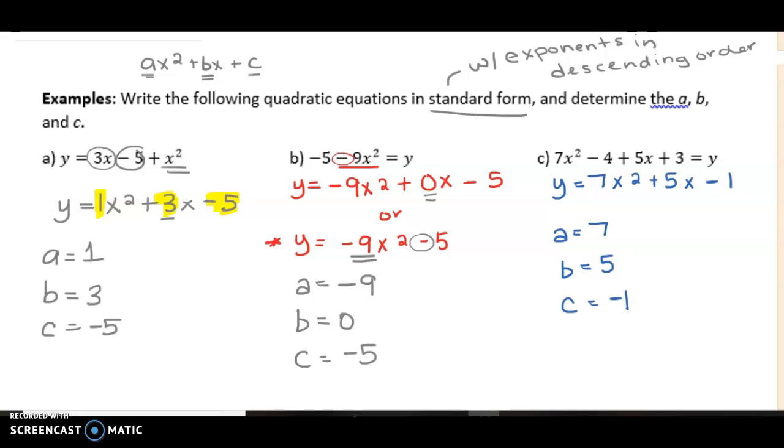All right, so if you worked this one out, you should have gotten for standard form y equals 7x squared plus 5x minus 1. Okay, so this minus 4 plus 3 just turns into a minus 1, which makes your A your 7, your B is your 5, and your C is your negative 1.